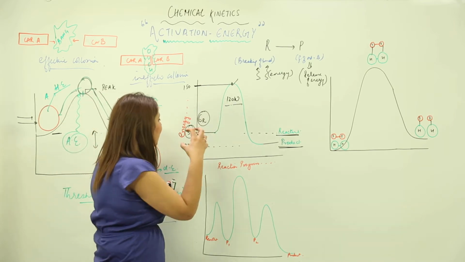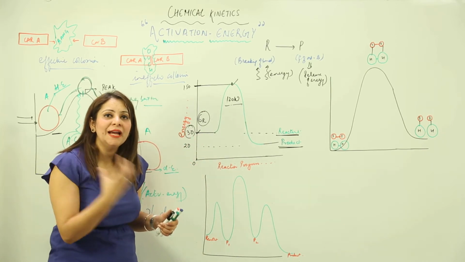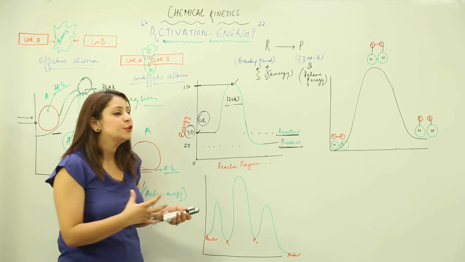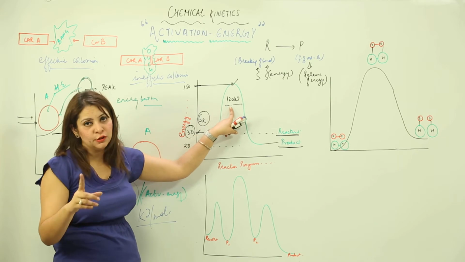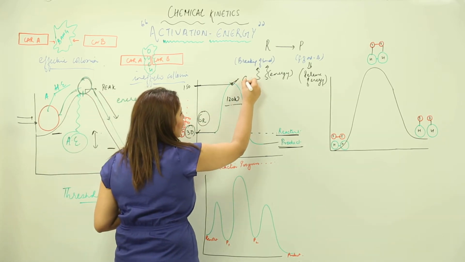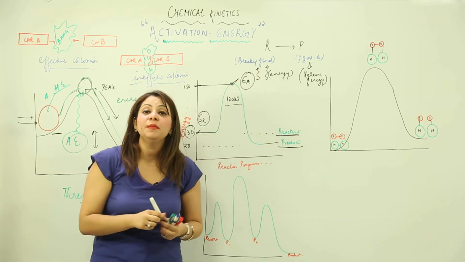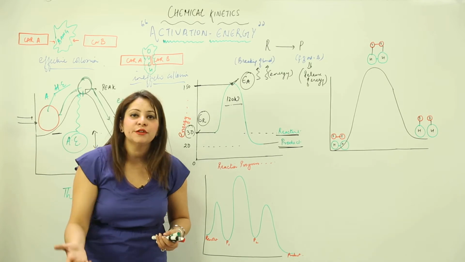Now, if we supply them with energy, then only they are going to cross this energy barrier. And what minimum energy do they need? At least 120 kilojoules, because this peak corresponds to the activation energy. That means the minimum energy which the reactant must possess in order to cause effective collisions.